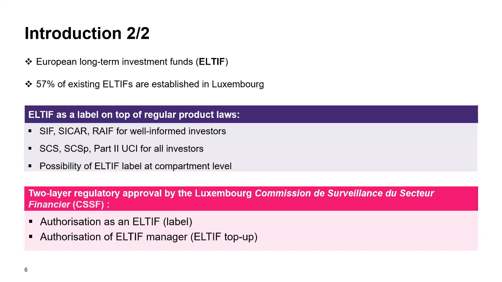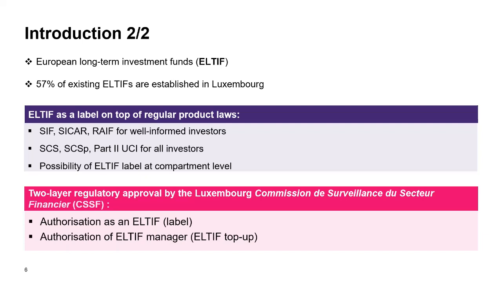It is also important to note that the ELTIF can be only at a compartment level. So if you have an umbrella fund, you may go for compartment one with a non-ELTIF product, like a SIF, for instance, or Part 2, and then for the second compartment, decide to elect for the ELTIF regime.